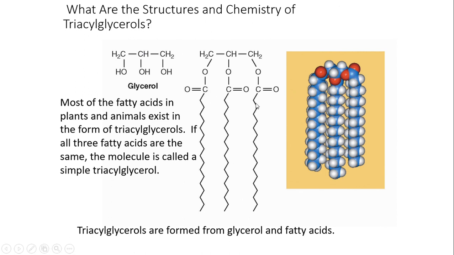These fatty acids could all be the same, or they could be 3 different ones. They could be any combination of fatty acids that we want if we're making them ourselves. If they're all the same, they're called homotriglycerols. If they are not all the same, they would be hetero. And again, this is a condensation or esterification reaction, and we'll take a look at that.